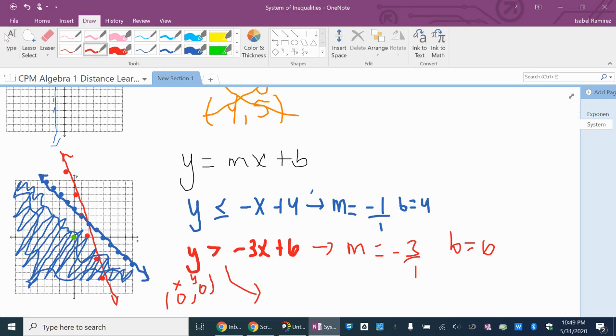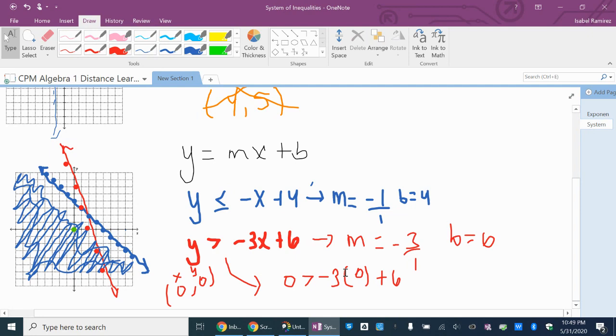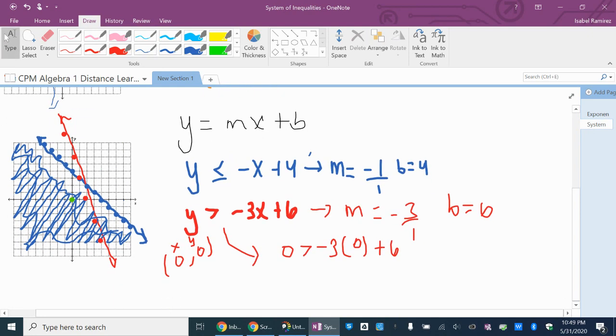So again, my inequality was y is greater than negative 3x plus 6. So instead of y, I'm testing the origin. So I'm going to plug in 0. And then negative 3, and for x, I'm plugging in 0, plus 6. So then we're just going to do some simple math. Negative 3 times 0 is 0. And then 0 plus 6 is 6. So 0 is greater than 6.